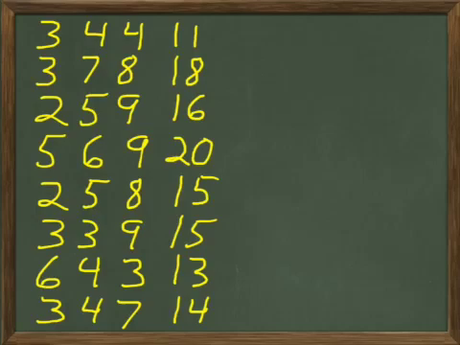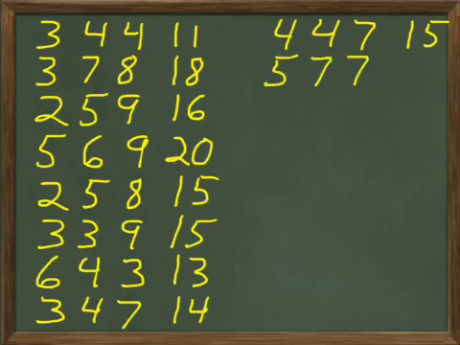Alrighty, up at the top here, let's do 4 and 4 and 7. Well, 4 and 4 are 8. 8 and 7 are 15. How about 5 and 7 and 7? 5 and 7 are 12. 12 and 7 are, how much? 19? That is right.